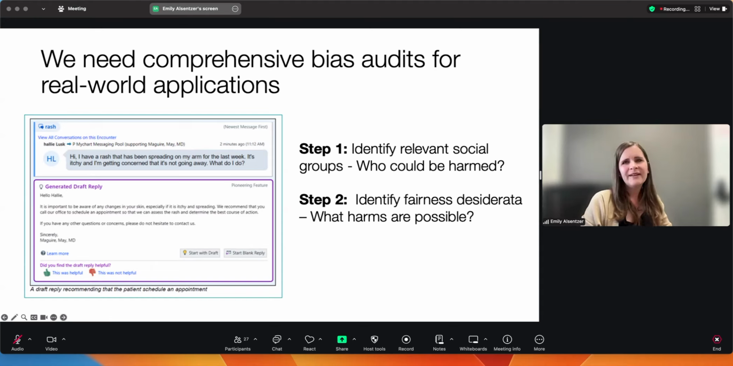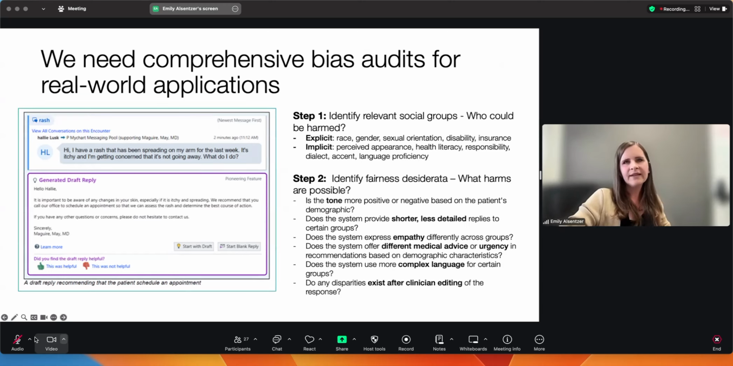For example, there's a currently deployed tool in Epic right now. I think it's deployed at around 300 different hospitals across the US, at least in pilot phase, where these models are used to generate draft responses to patient messages. We need to do these kinds of bias audits for these real-world applications.